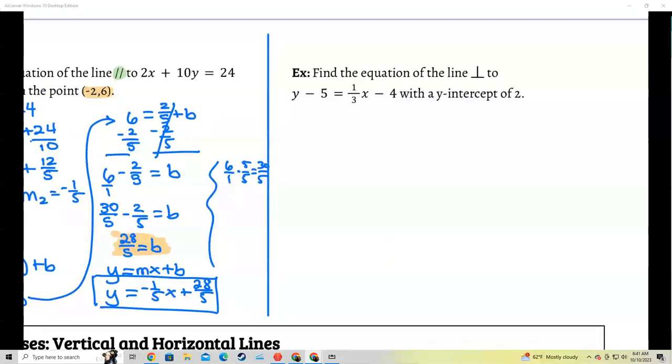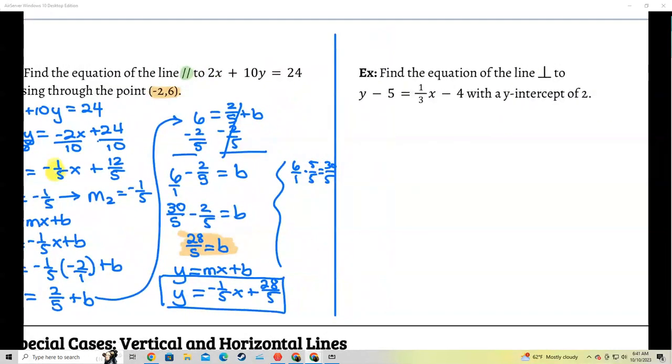All right, and we're dealing with the last one over here. It says find the equation of the line perpendicular to y minus 5 equal to 1/3 x minus 4 with the y-intercept of 2. Same thing here. I don't have this in y equals mx plus b form. So I'm going to go ahead and add 5 to both sides. Notice that this time I did not have to distribute. So let me write the equation again. y minus 5 is equal to 1/3 x minus 4.